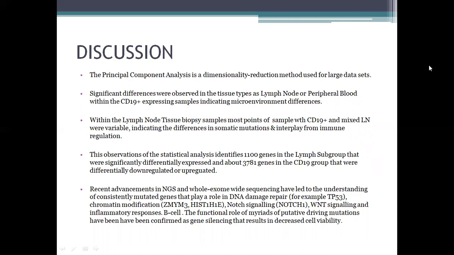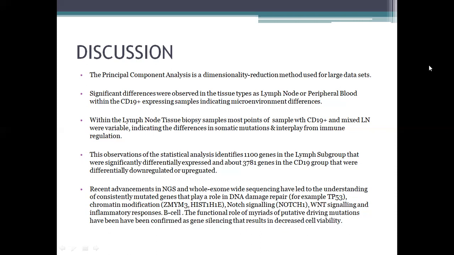These observations of statistical analysis identify 1100 genes within the lymph node subgroup and about 3700 genes in the CD19 subgroup that were significantly downregulated or upregulated. It is because of the recent advancements in NGS and genome-wide sequencing that have led to the understanding of constantly mutated genes that play a role in DNA damage repair. For example, TP53, chromatin modifications such as HIST1H1E, and pathways such as the Notch1 signaling pathway, the WNT pathway, and various other inflammatory responses occurring in the B cell.